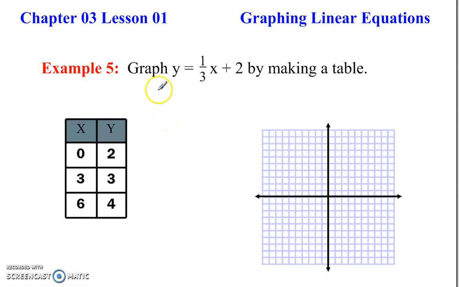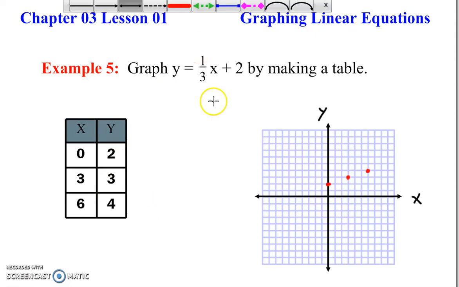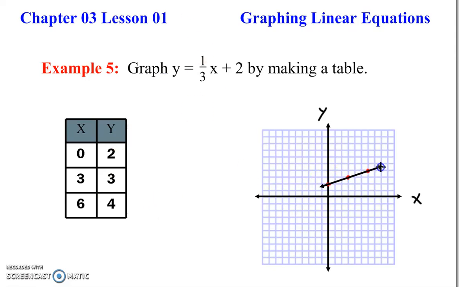So if I plug in those values, I get these 3 points. So there are the 3 points, and then we can graph a straight line through those points. That is a linear equation.